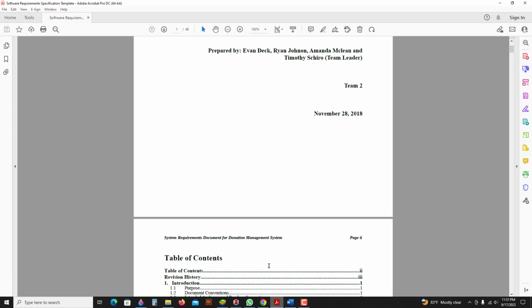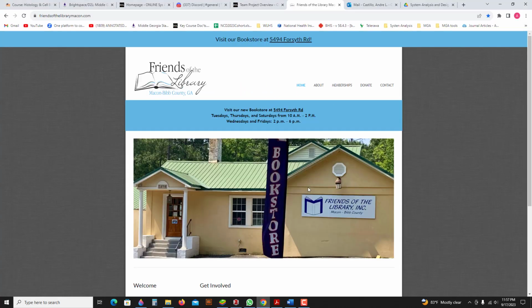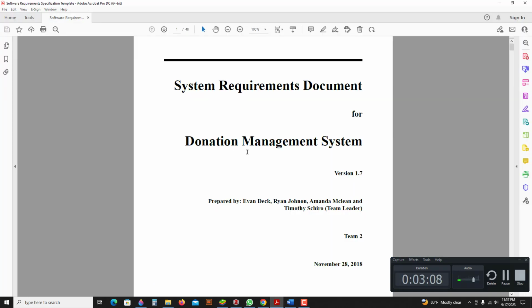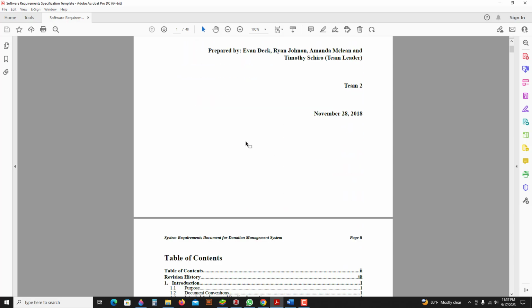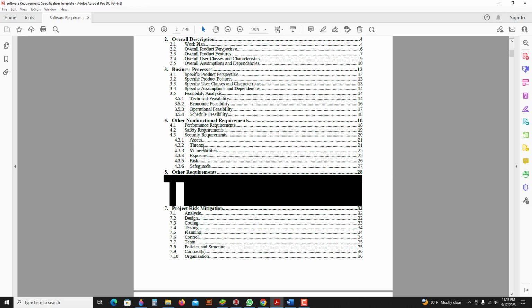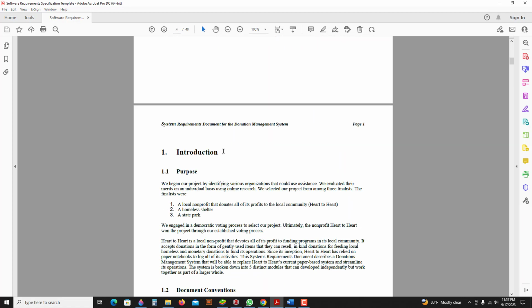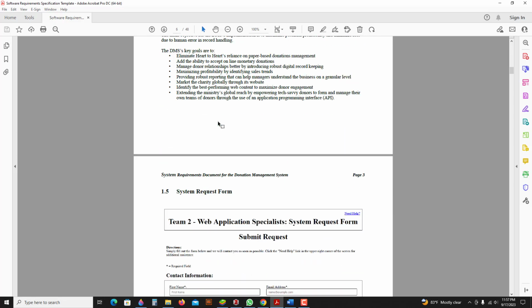If you take a look at the template that she gave us as well, right? This is an example of a group that did this assignment already. They based it off the same website, Friends of the Library. And what they did was they looked at the donation management system, and they went ahead in their project. They actually did all sections 3, 4, 5. We only need to do 1 and 2, all right. So there is section 1, right? That's the purpose, everything we're gonna need, etc.